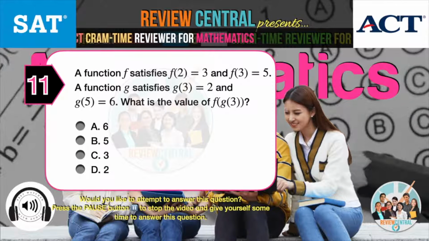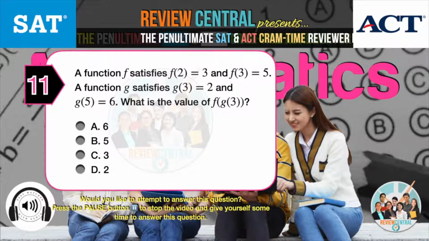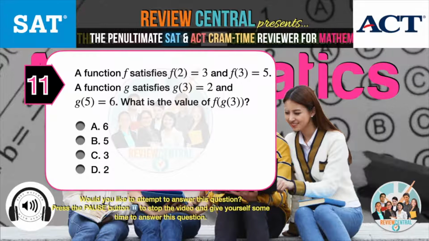Question number 11. A function f satisfies f of 2 equals 3, and f of 3 equals 5. A function g satisfies g of 3 equals 2, and g of 5 equals 6. What is the value of f of g of 3? A. 6. B. 5. C. 3. D. 2. The correct answer is C.